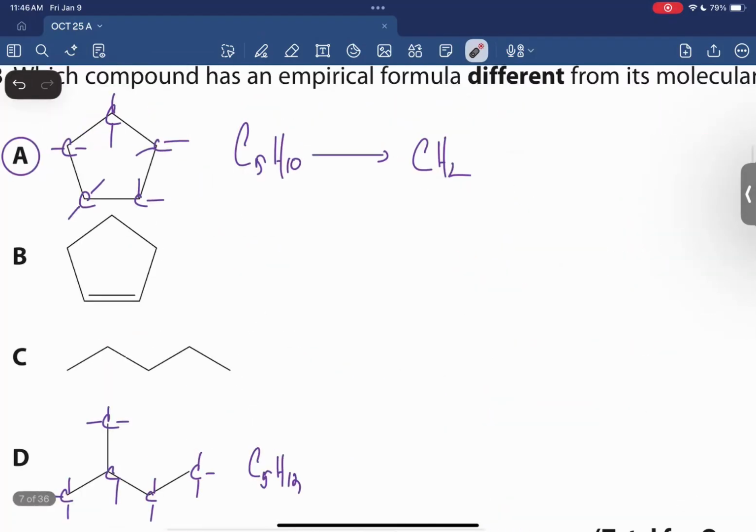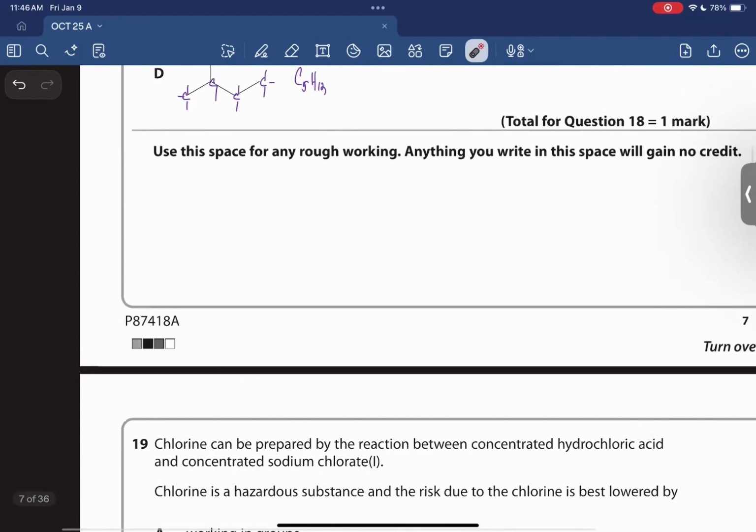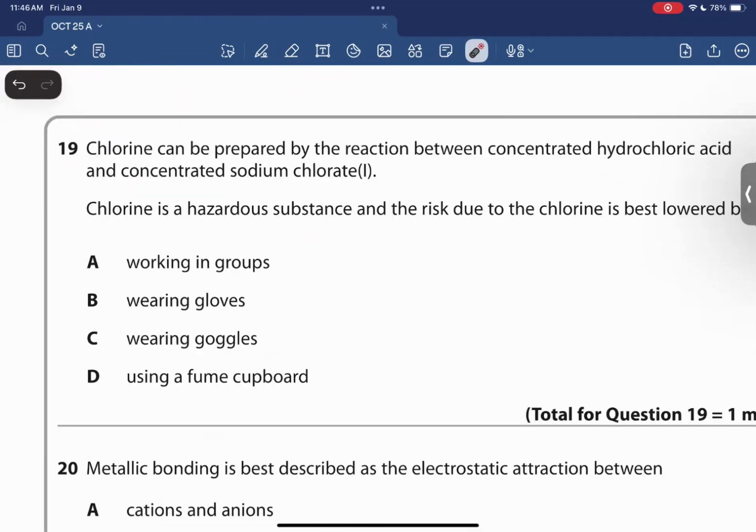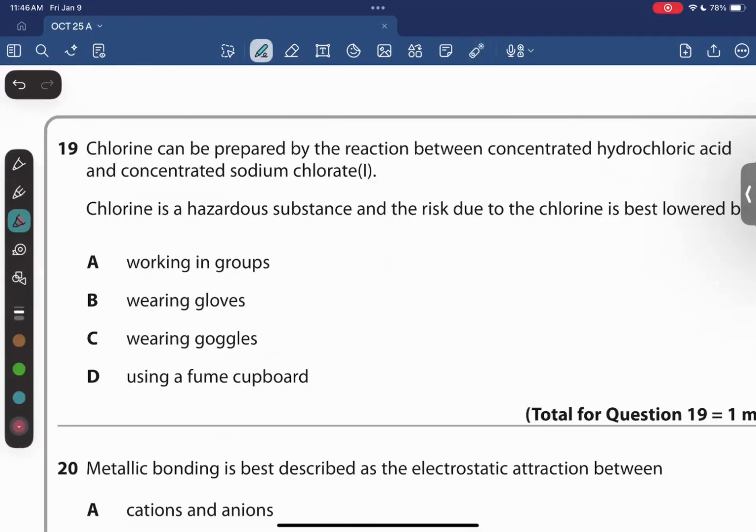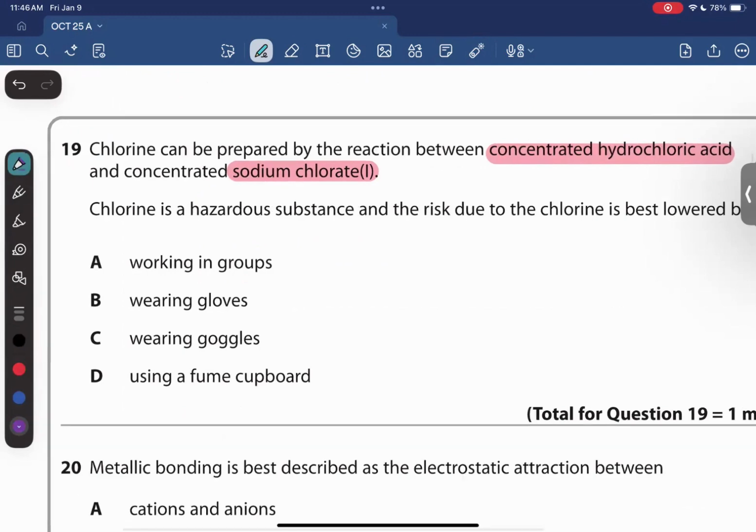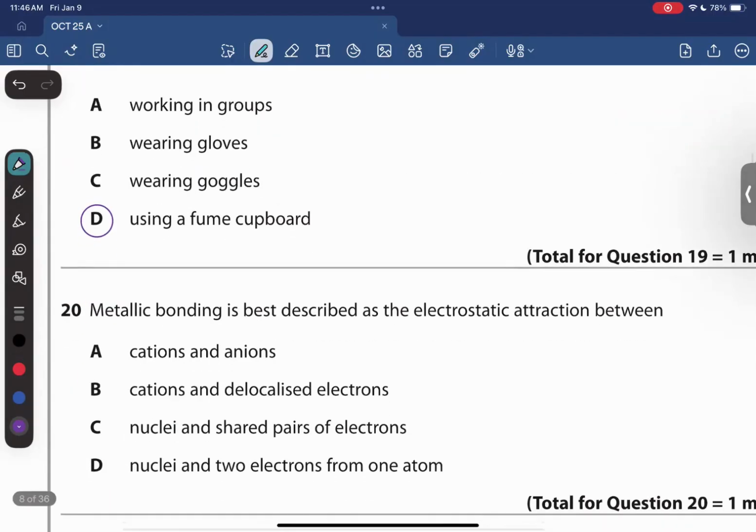Moving on. Chlorine can be prepared by the reaction of concentrated hydrochloric acid and concentrated sodium chlorate, okay? Chlorine is a hazardous substance, and the risk due to chlorine is best lowered by using a fume cupboard, okay? Because it is basically a toxic gas. Now, this is a really common question for Unit 2, and Unit 1, Unit 3 as well. So, yeah, you should be knowing this.